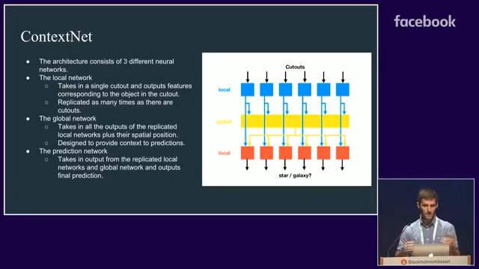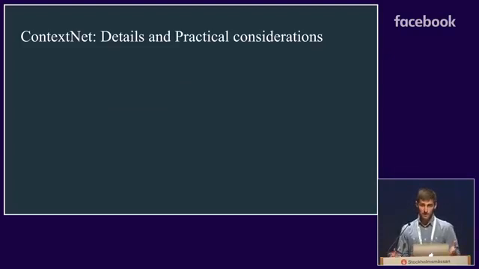And takes those two as inputs and makes a prediction. And this is again replicated for as many times as there are objects. And so there's replication happening both with the local network and with the prediction network. And both the global network and the prediction network are seeing the entire context of the image to make a prediction.